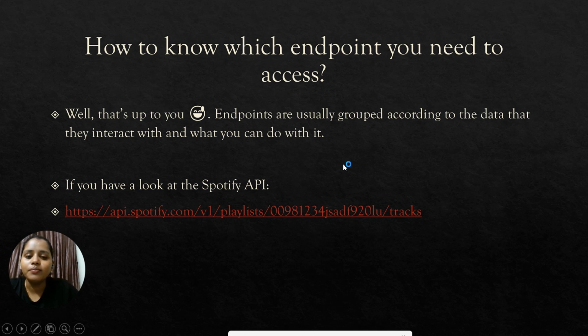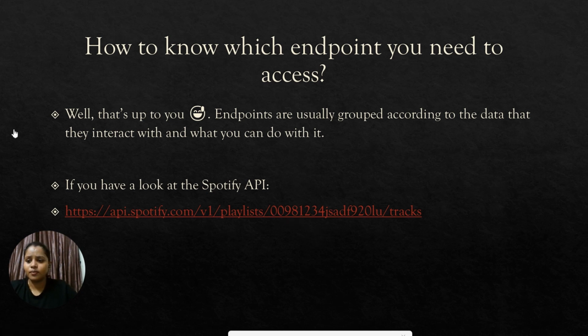See, how to know which endpoint you need to access? Well, that's up to you. Endpoints are usually grouped according to the data that they interact with and what you can do with it. If you have a look at the Spotify API, we took one URL of Spotify we are going to use. So I'm just giving you one example of how we can use that URL.